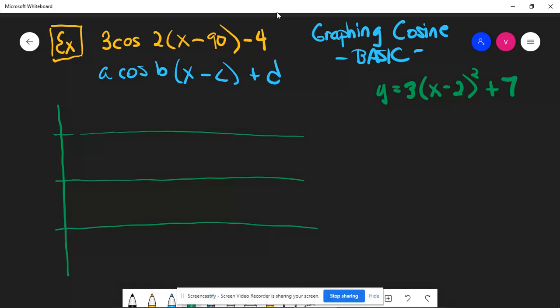The B is your period constant. I'll explain that in a minute. That's here in front of the parentheses. The C is your phase shift. That's inside the parentheses here. And D is your vertical shift.